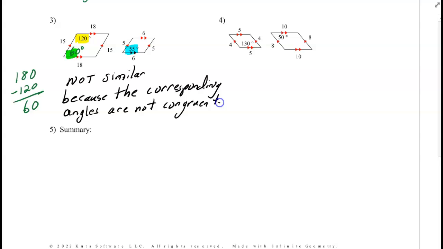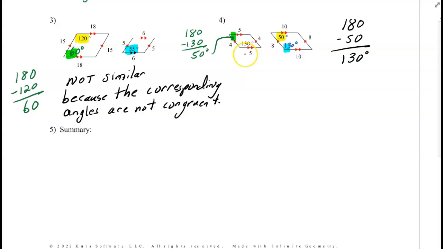Now let's take a look at problem number 4. So here I have this angle is 50. I want to figure out this blue angle down there because the lines are parallel. I'll do 180 minus 50 and I'll get 130 degrees. So that blue angle is 130 degrees. If I were to repeat this for the figure on the left and do 180 minus 130, I will get 50. So this green angle at the top is also 50. So the corresponding angles are congruent.